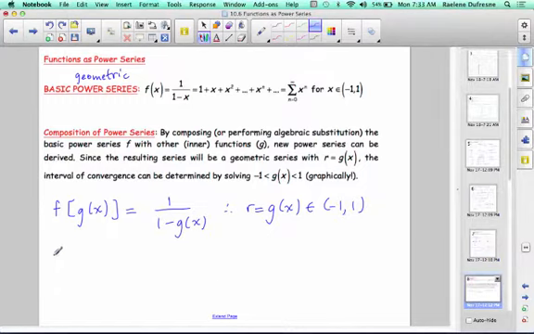Furthermore, we may have other kinds of combinations. 3 times f of x would give us 3 over 1 minus x, and therefore r is still equal to x, but we would have a equal to 3.